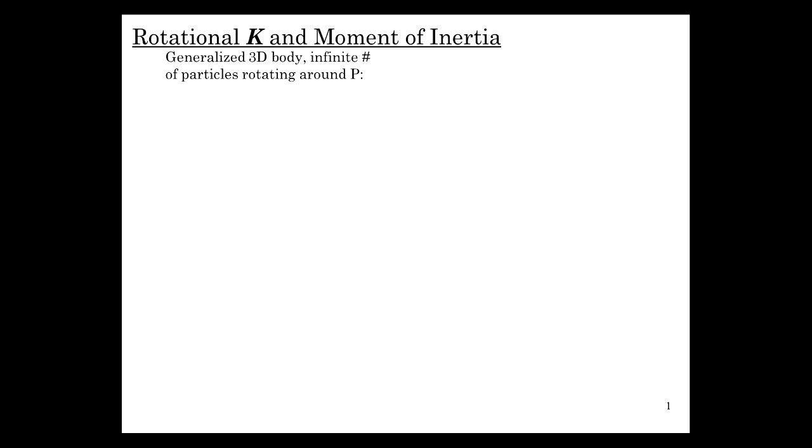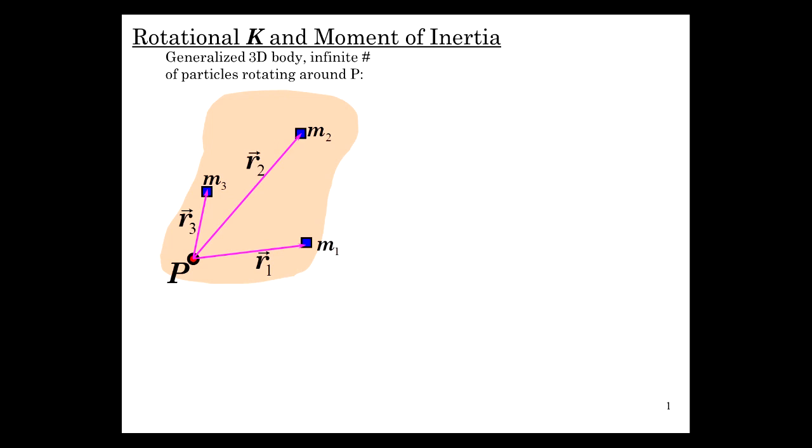It's now time to investigate a couple of core fundamental ideas in rotational motion, and that is the rotational kinetic energy and the moment of inertia. So let's start with a generalized body, and this body is going to have an infinite number of point masses that make it up. So we'll consider three of them, M1, M2, and M3, and they each have their respective vector positions from point P.